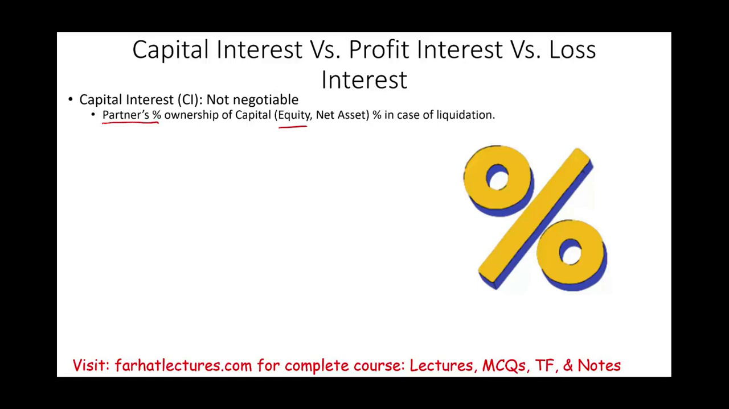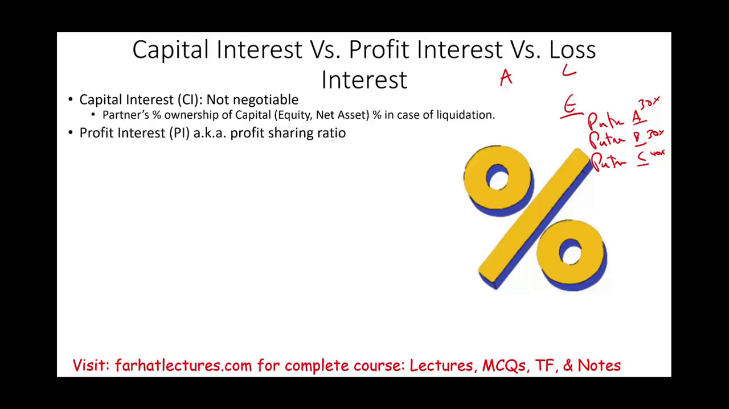So for the capital interest, for example, a company will have assets, will have liabilities, and will have equity. Under the equity, you could have partner A, partner B, and partner C. And each one of them, for example, owns 30, 30, and 40%. This is the capital interest. Usually that's not negotiable.